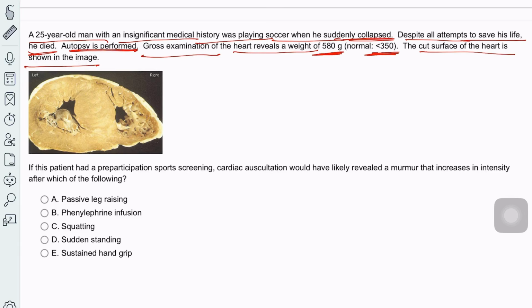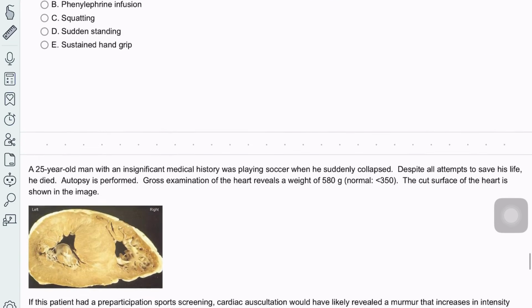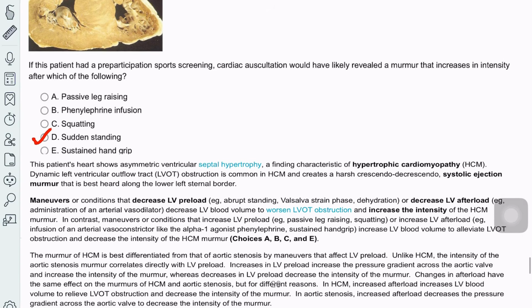If the patient had a pre-participation sports screening, cardiac auscultation would have likely revealed a murmur that increases in intensity after which of the following? So you can see the ventricular wall thickening. The options are passive leg raising, phenylephrine infusion, squatting, sudden standing, sustained hand grip. So the answer is sudden standing.